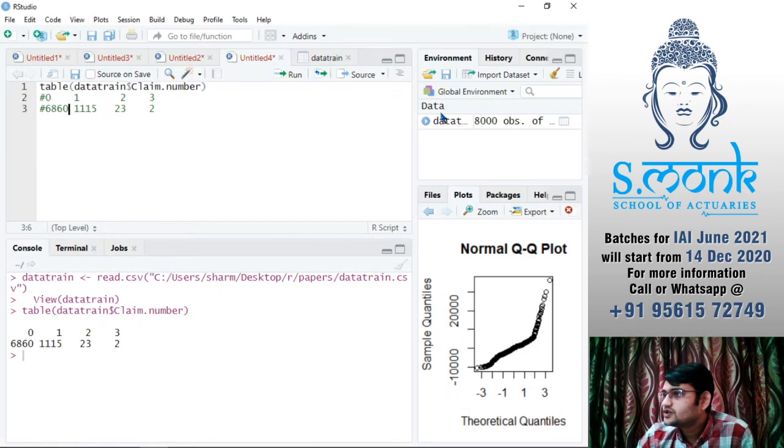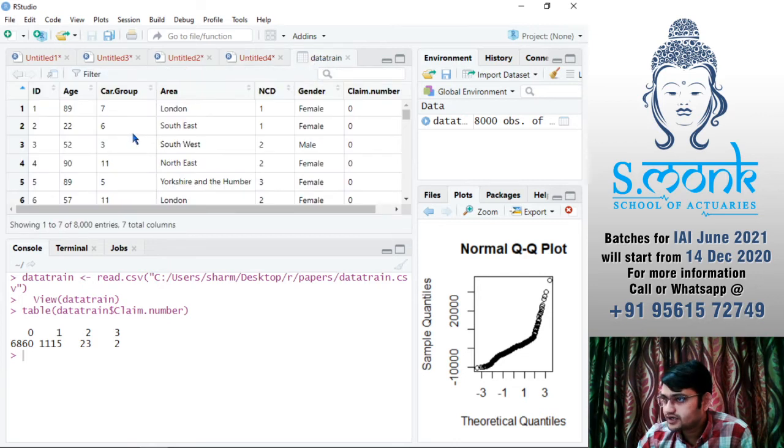Okay. Now here, let's see the data. This is our data. Age is definitely a variable, but car group looks like a variable, NCD looks like a variable, that we do not want to treat as variables. We want to treat them as factors. So we have to specify that this is a factor. We do not have to specify these two because they are already factors, they are not numerical values. But for these two you will have to specify.